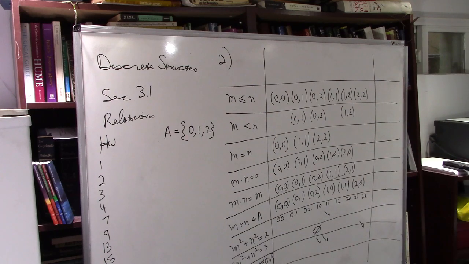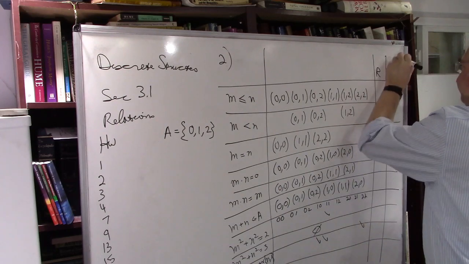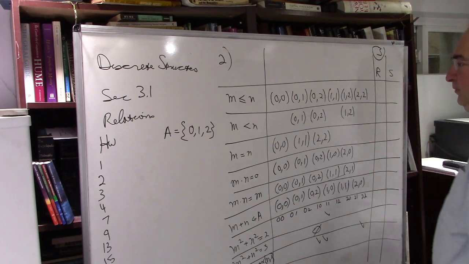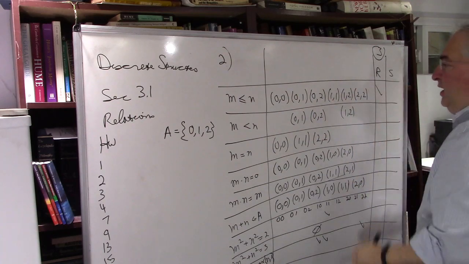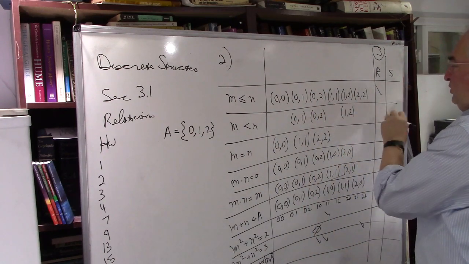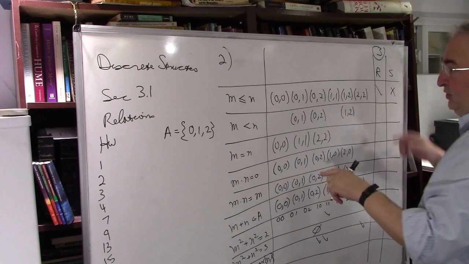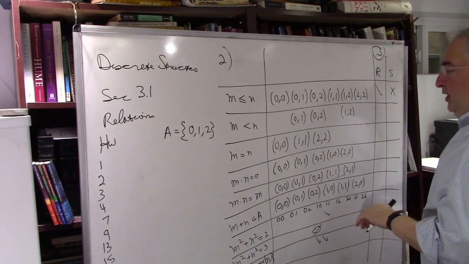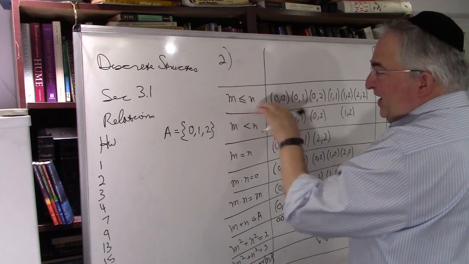Question number 3 says, which of the relations in exercise 2 are reflexive and symmetric? Okay, so let's go through them. So this is question number 3. Okay, reflexive, 0, 0, 1, 1, 2, 2, yes. Symmetric, 0, 2 is in there, but 2, 0 is not in there, no. Oh, by the way, you can see it's reflexive because there's an equal sign there. So when the two are equal, this is. Okay? It's not symmetric because if m is less than n, it doesn't mean that n is less than m.